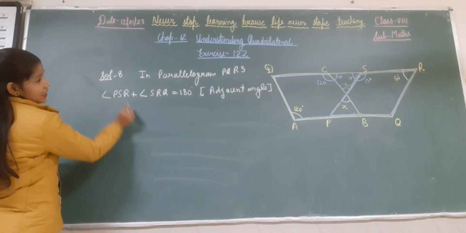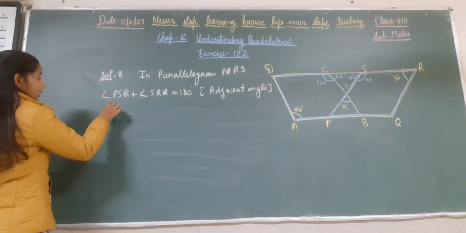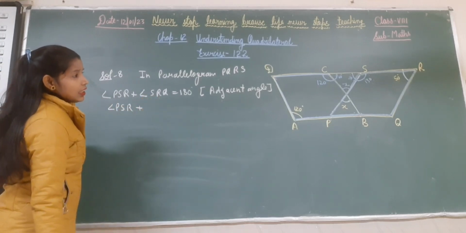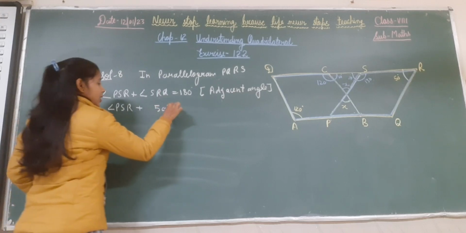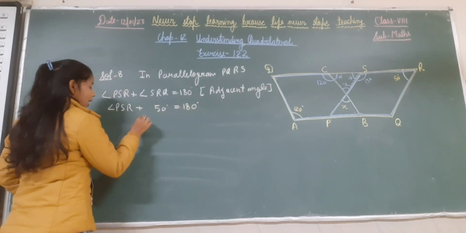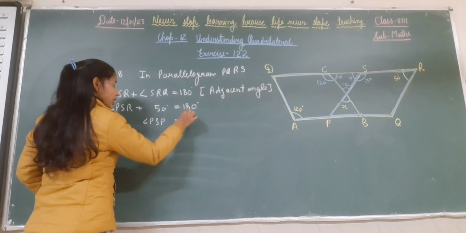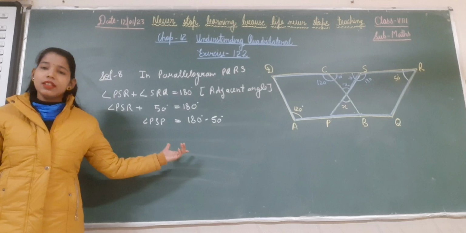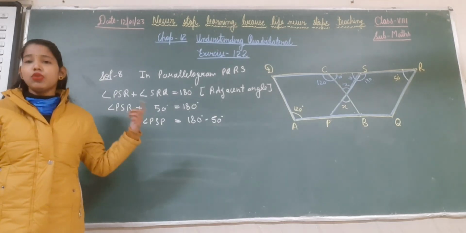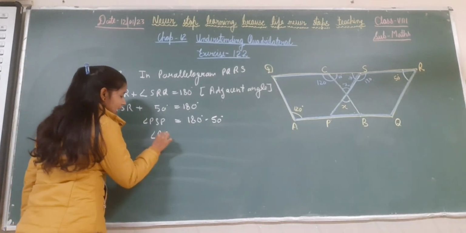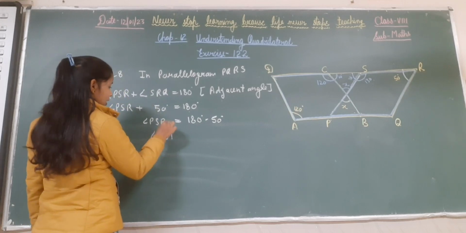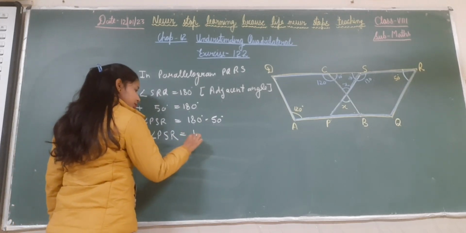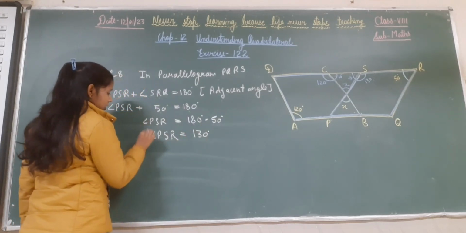Okay. So angle PSR we have to find, and angle SRQ is 50 degree, plus it is equal to 180 degree. Now angle PSR is equal to 180 minus 50 degree, right class? This is very easy, na? Solution you know how to do. So PSR is equal to 180 minus 50, that is 130 degree.